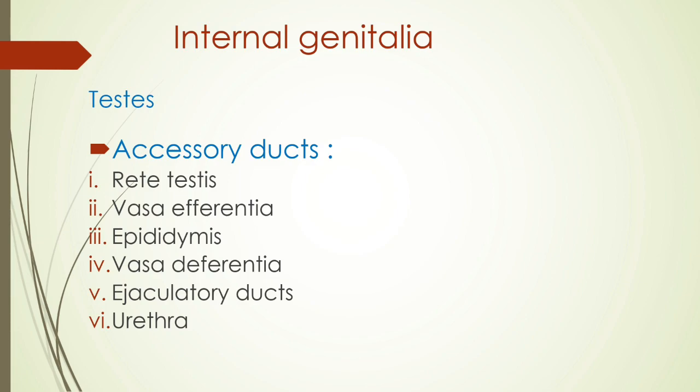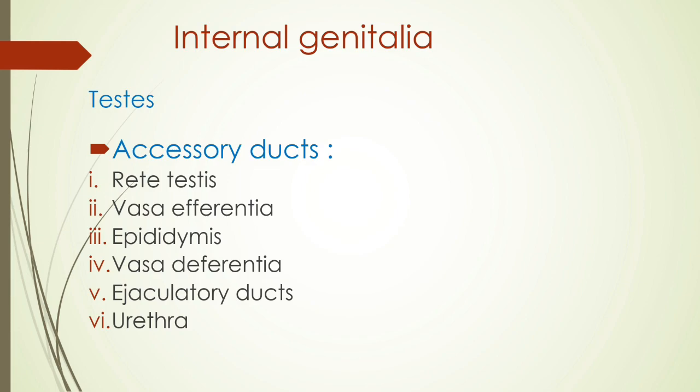And second thing about the internal genitalia, the accessory ducts. Okay, accessory ducts means the ducts which help in the process of reproduction. So the accessory ducts contain the rete testis, vasa efferentia, epididymis, vas deferens, ejaculatory ducts, and urethra. So all these are the accessory ducts.